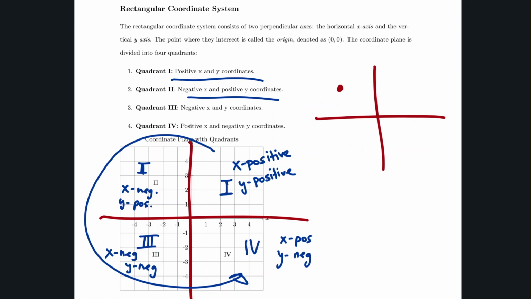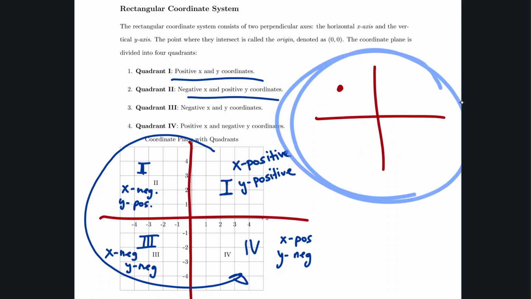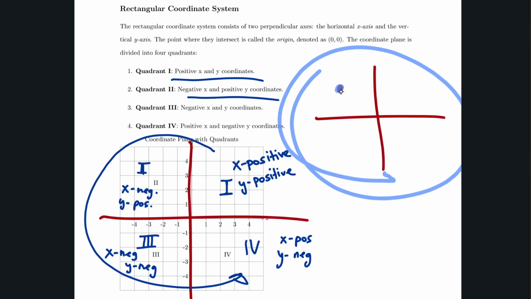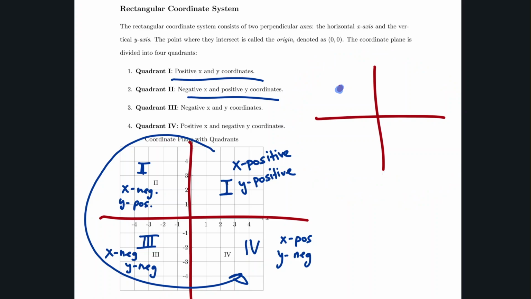So just for a quick practice, can you see here I've drawn a coordinate plane with a point marked here? What quadrant is this point located in? Quadrant 1, 2, 3, or 4? It is in quadrant 2.